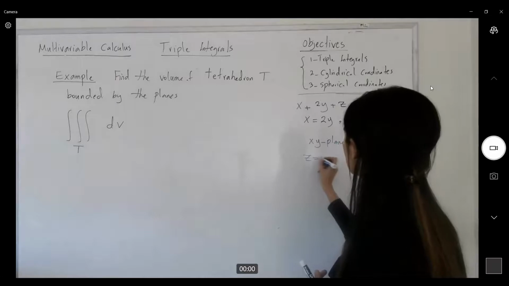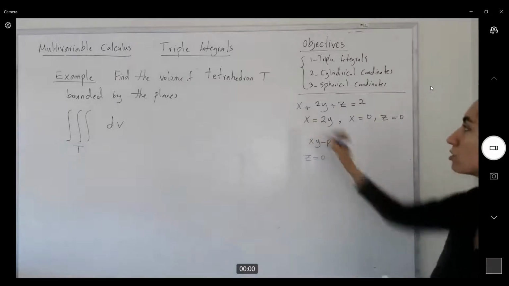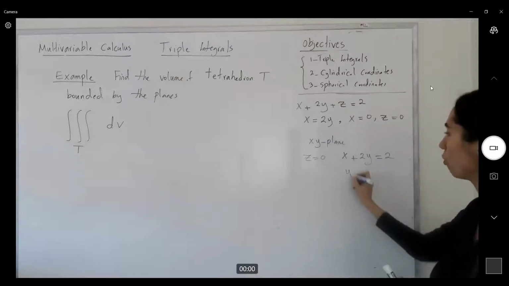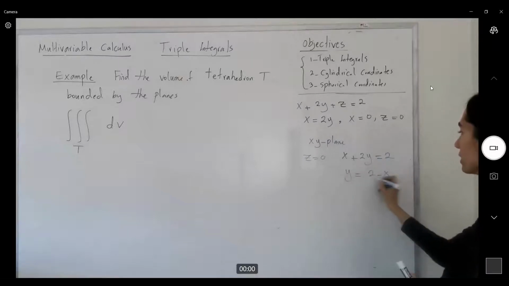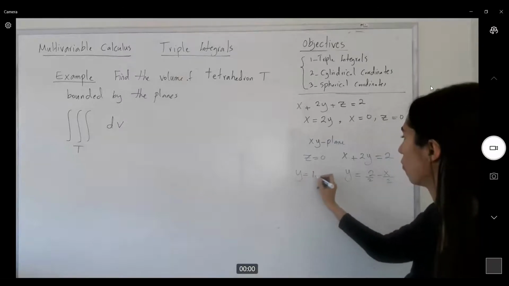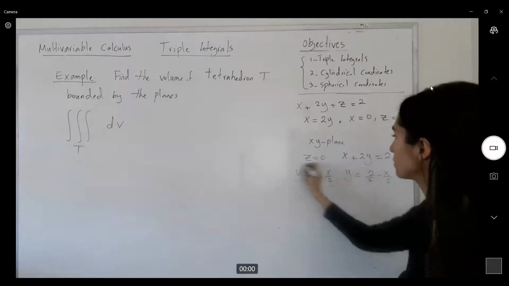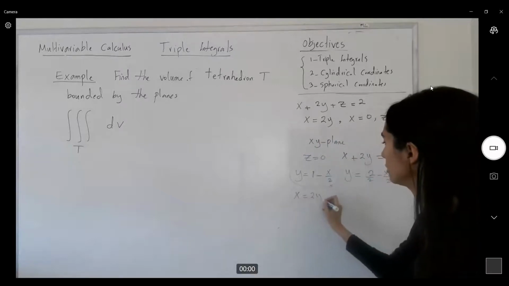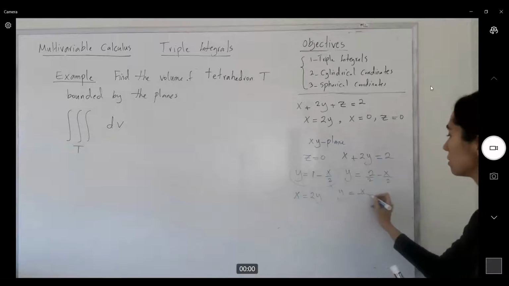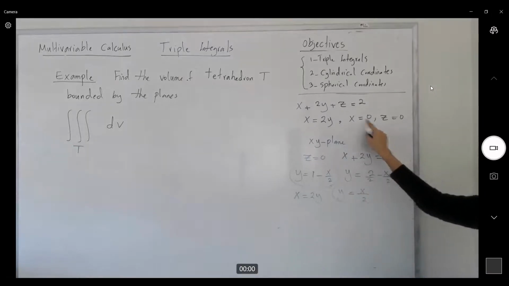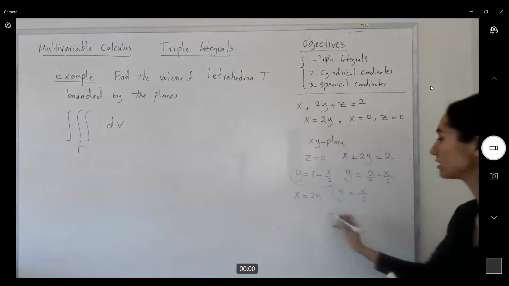z is equal to 0. When z is equal to 0, you get x plus 2y equals 2, or y is equal to 2 minus x divided by 2, or y equals 1 minus x halves. And also you have x equals 2y, or y equals x divided by 2. Okay, we have these lines, and x is equal to 0. When x is 0, your y is 0.